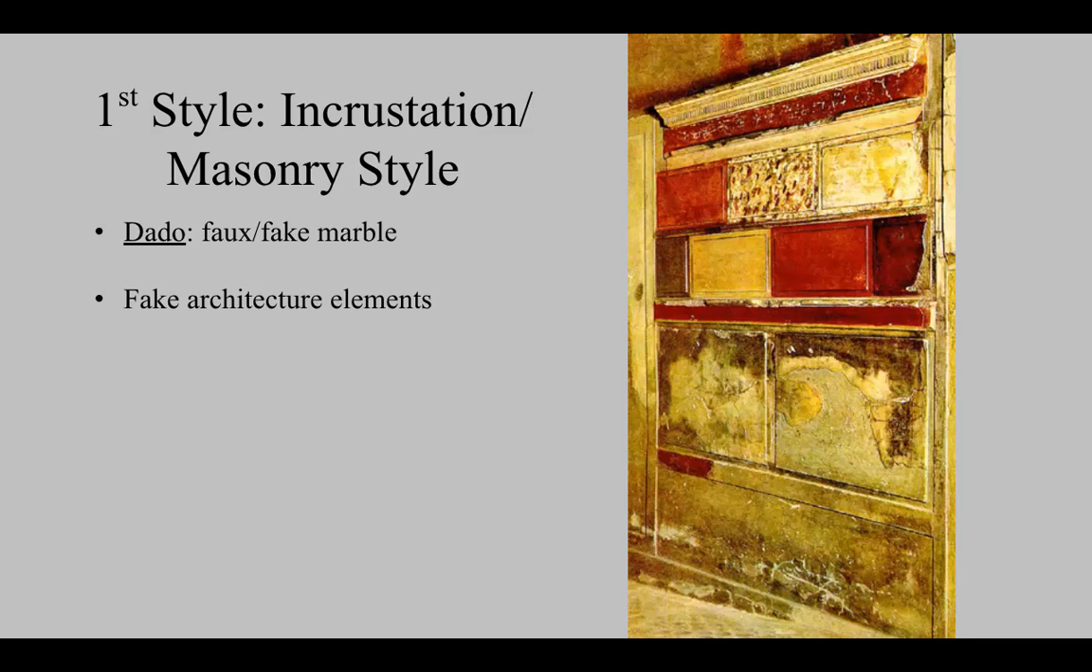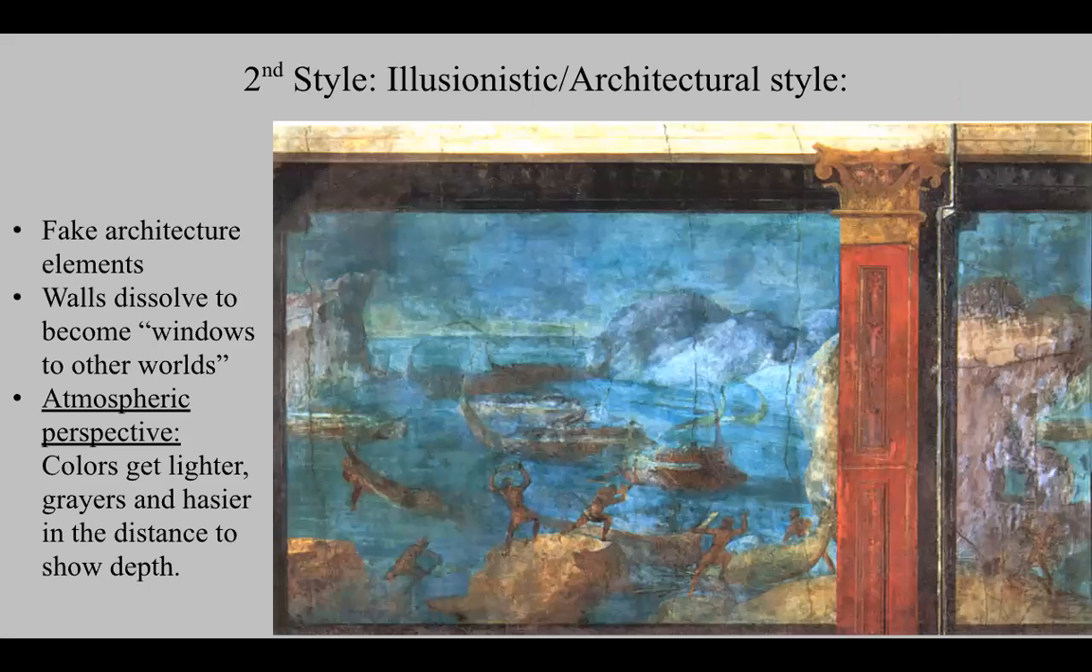This thing looks pretty real to me, right? But these columns on the sides could be fake painting, right? So fake architectural elements. It'd be like fake columns, right? Oh, look at a fake pilaster. The second style is called illusionistic or architectural style. It too has fake architectural elements. So a squared column is called a pilaster. That capital is painted on the wall.